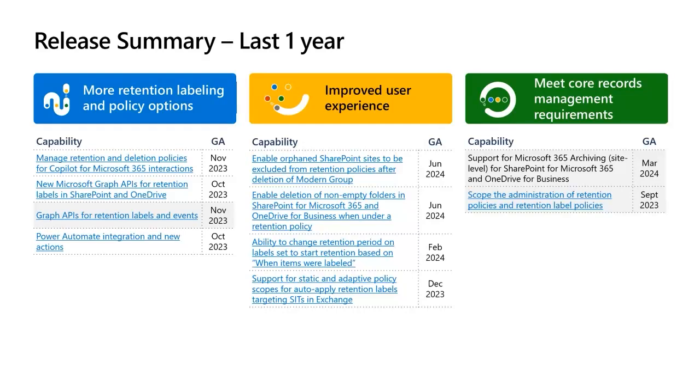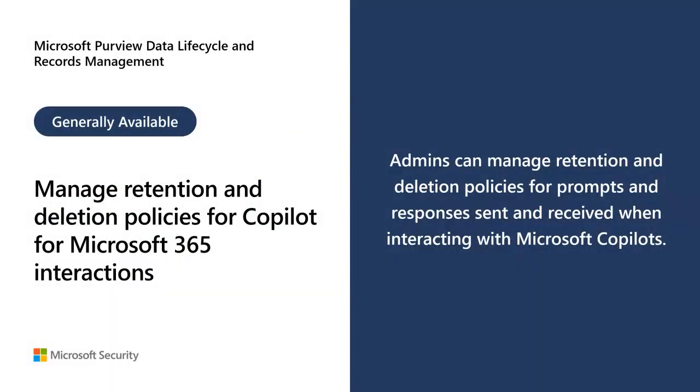Okay, so this is basically a release summary for all the work that we have released in data lifecycle management and records management. You can broadly split them into three categories. We'll talk about all of these, so you don't need to read through. But we have looked at more retention labeling and policy options. We have improved the user experience. And then there are some core records management requirements that we have implemented. So off to the first one.